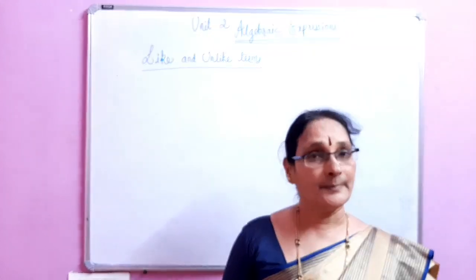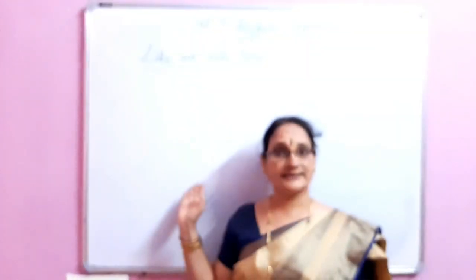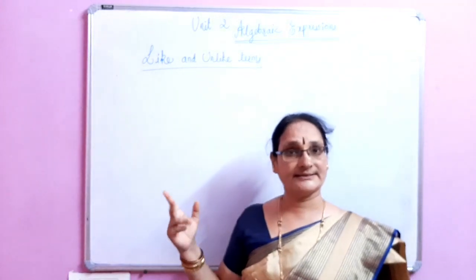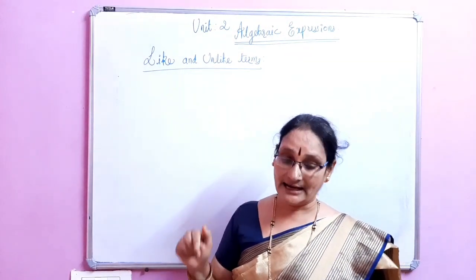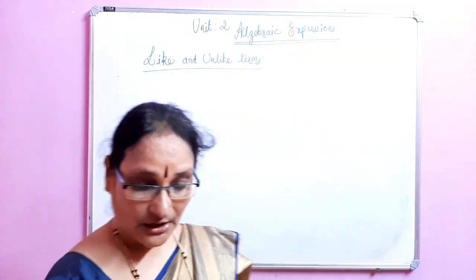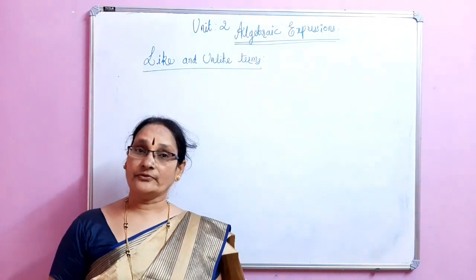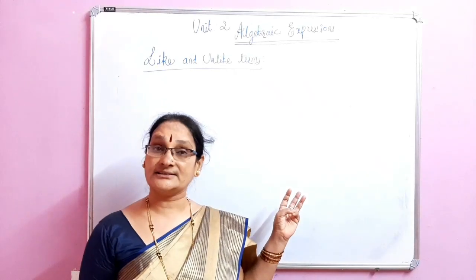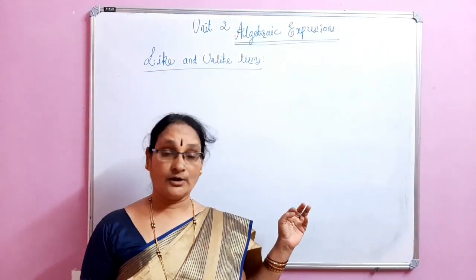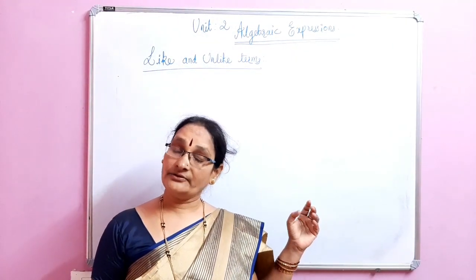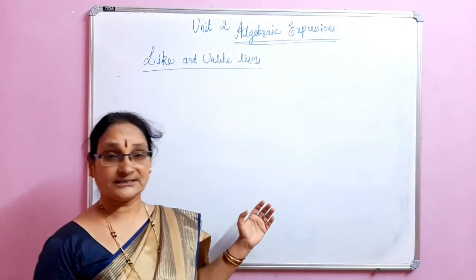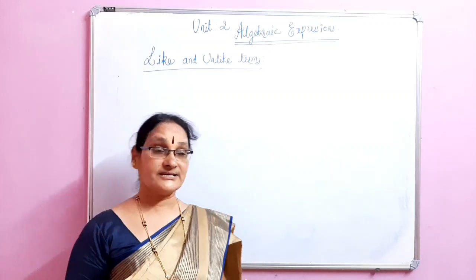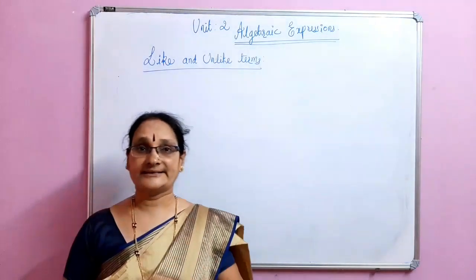My dear students, let me start today's class, that is algebraic expression. The next topic is like and unlike terms. Very important. Already you understood some very important concepts, that is constant term, monomial, binomial, coefficient, everything you understood in the previous class. With all those basic things, now we are learning here like and unlike terms.